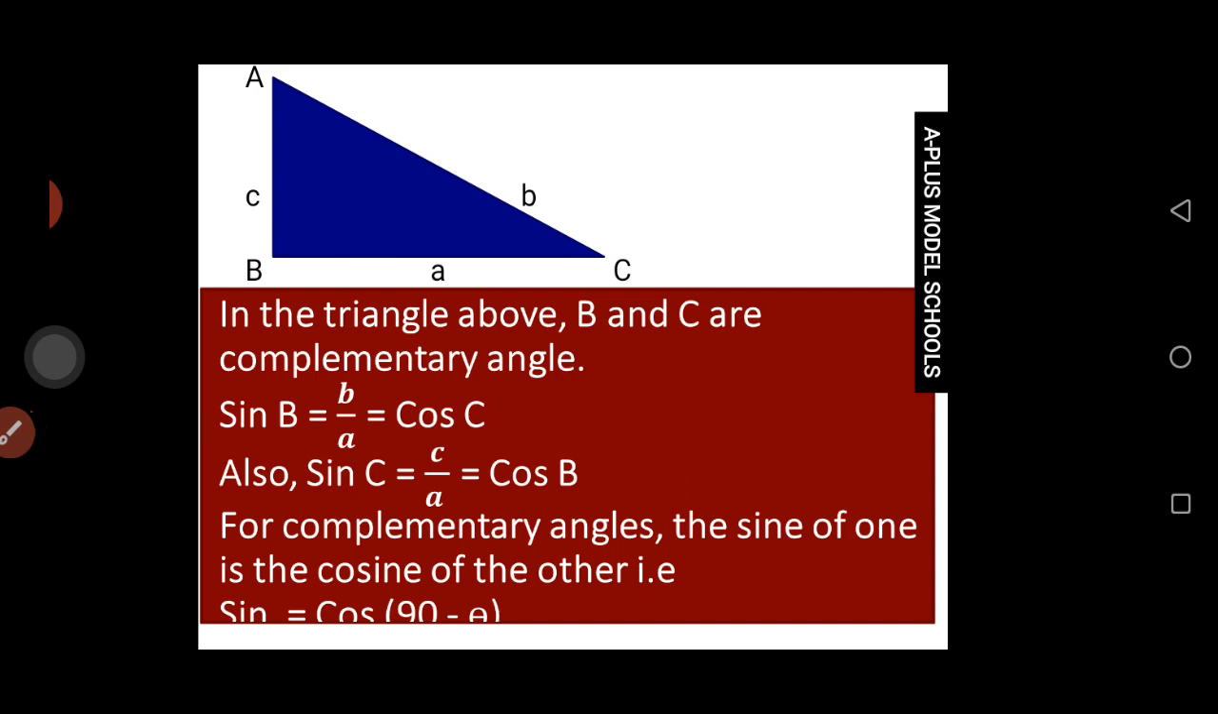For complementary angles, the sine of one is the cosine of the other. That is, sine of an angle will give me the cos of 90 degrees minus that angle. So if I have sine 10 degrees, that is equal to cos of 90 degrees minus 10 degrees, which is cos 80 degrees. When you add them together, you have 90 degrees. So sine and cos are complementary. Sine 30 degrees will also be equal to cos 60 degrees. Once you can add the two angles together to give you 90 degrees, they are said to be complementary angles.